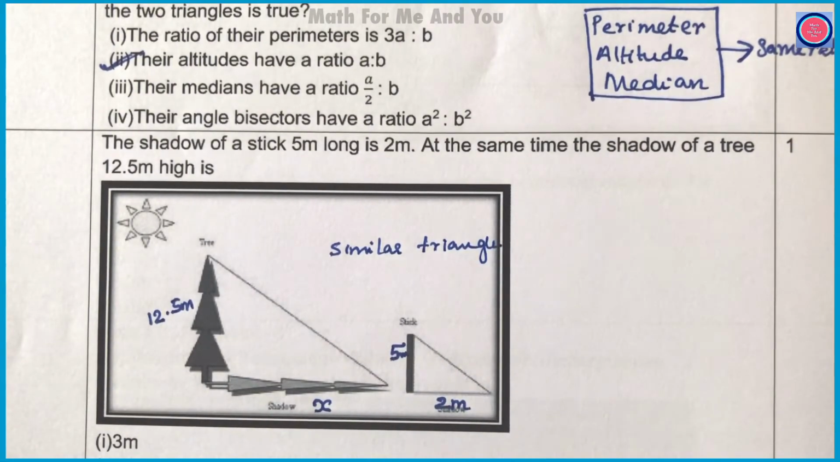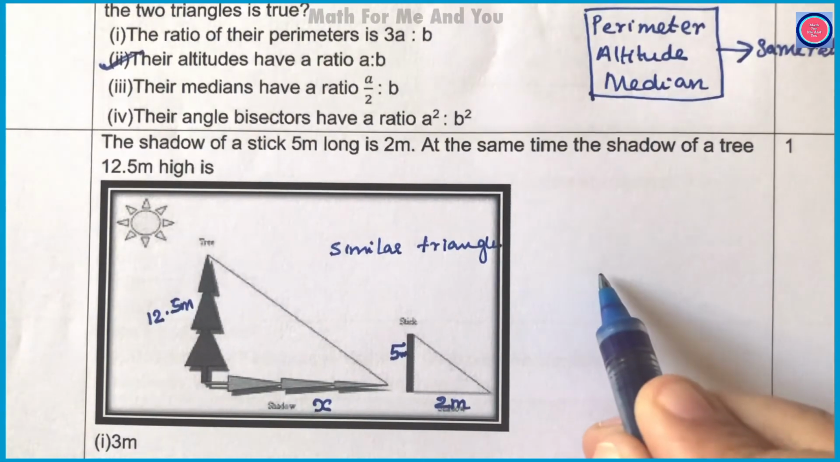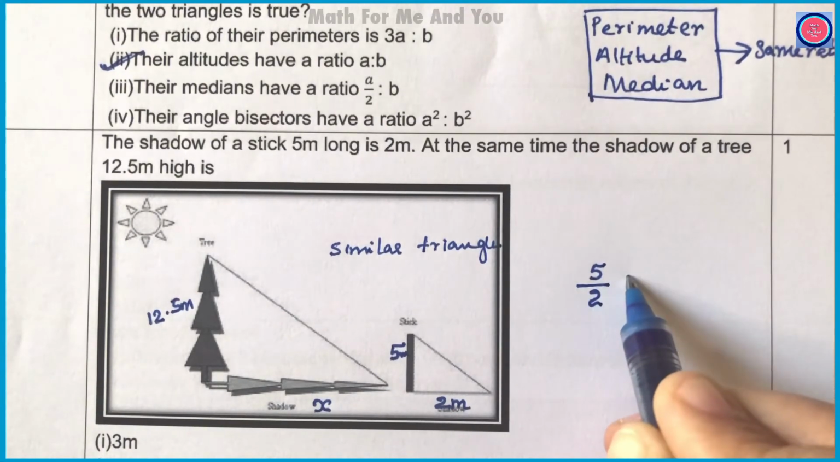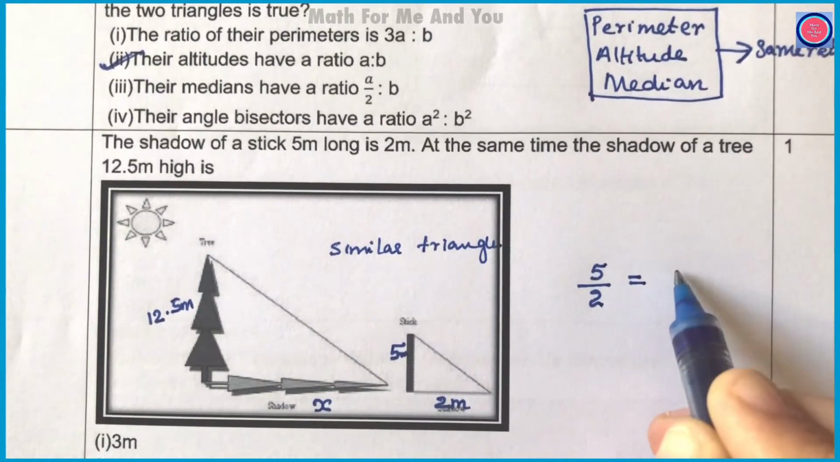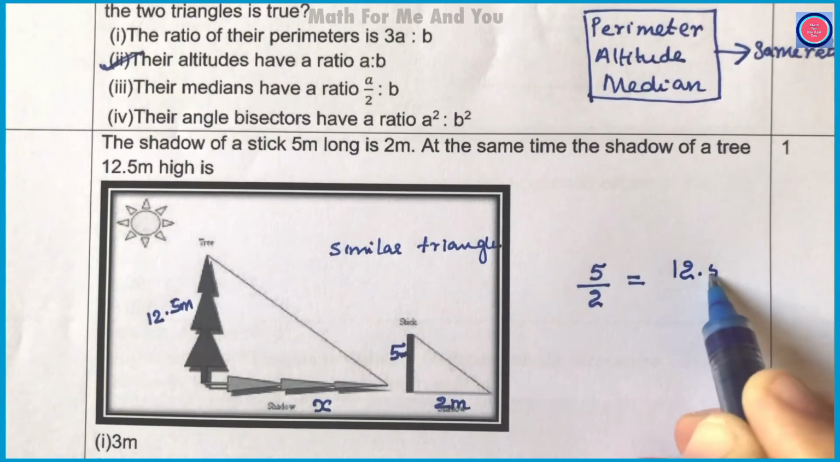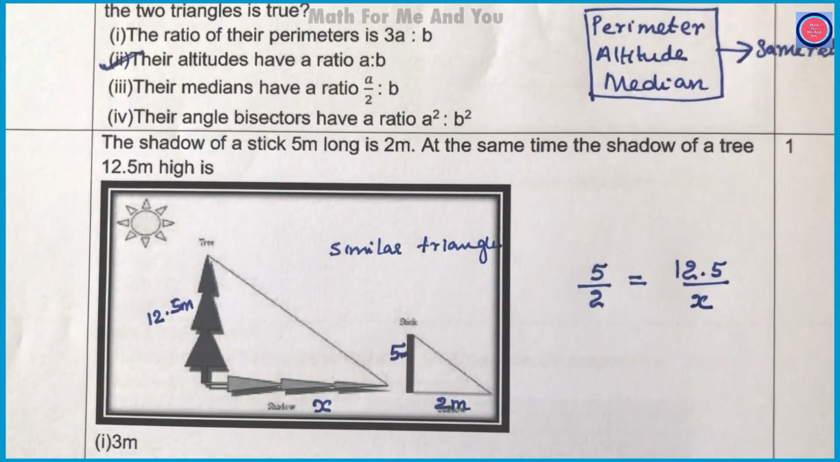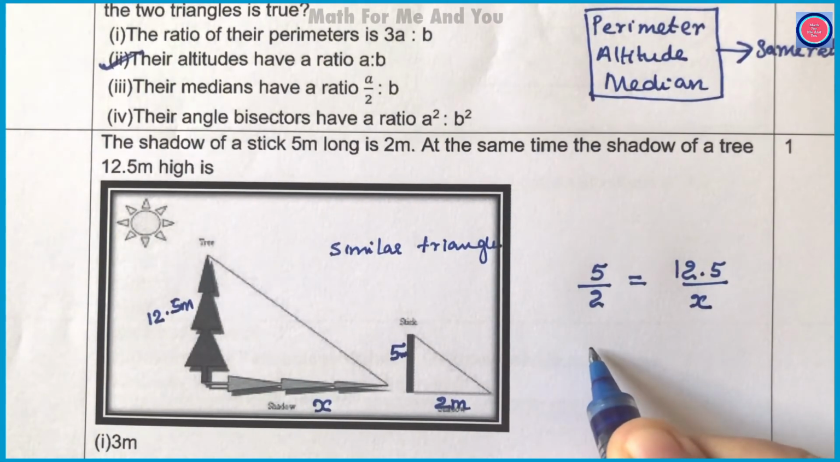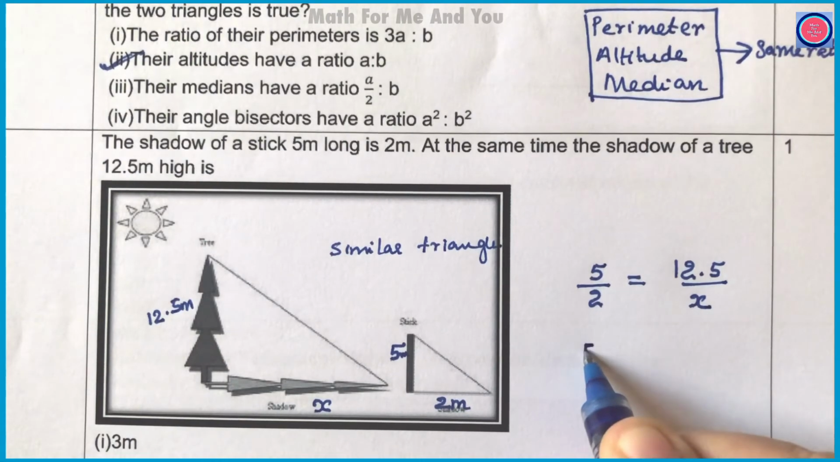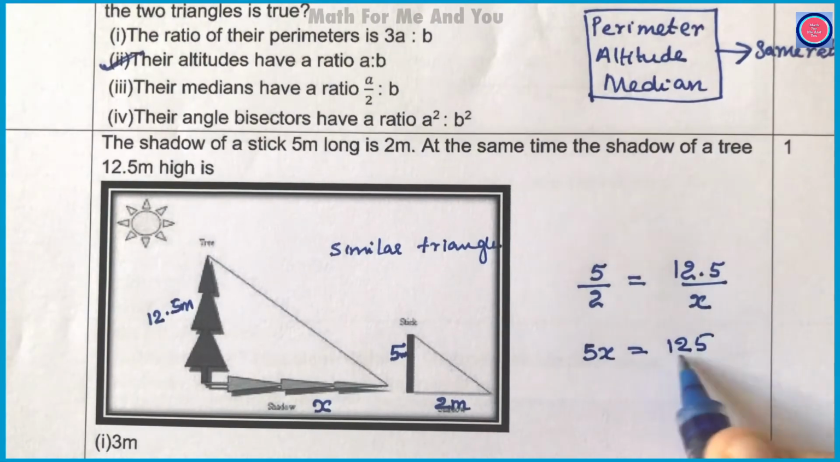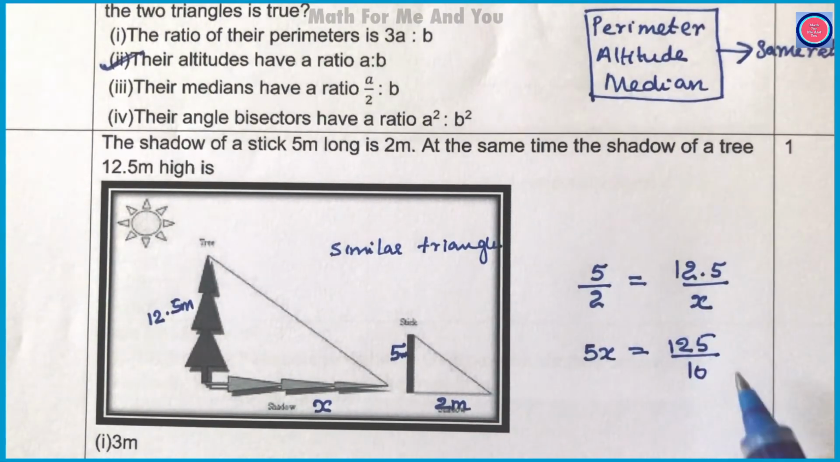When we write the ratio of the corresponding sides, we could write 5 over its shadow 2. 5 over 2 is equal to the same ratio if we take the length of the tree 12.5 over its shadow, which we call x. Using cross multiplication we can find x. We get 5x is equal to, I am writing 12.5 as 125 over 10. I just removed the point.